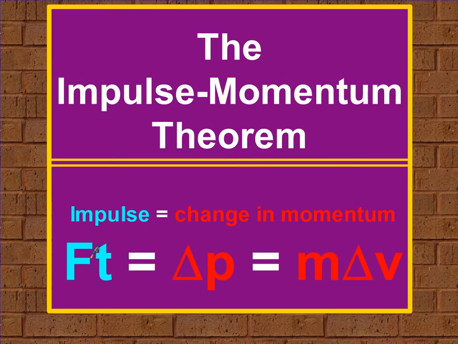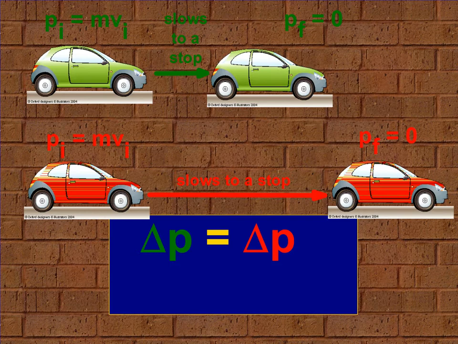So, rewriting, Ft is equal to the change in momentum, or m delta v. It doesn't matter which way you write it. Let's look at this. We have a green car and a red car, and they both have the same mass and the same initial speed. So we know the momentum initial for both of them is the same.